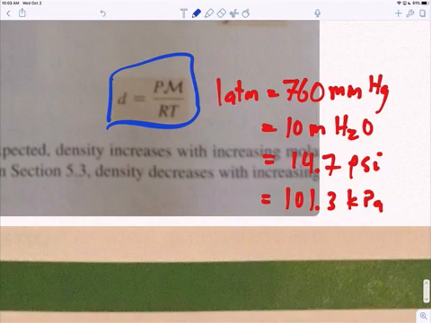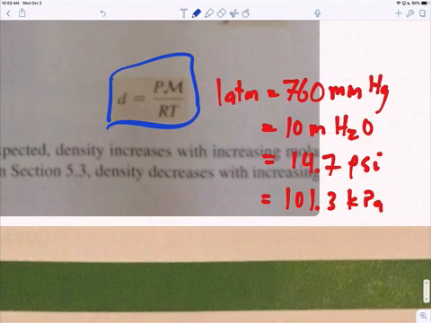1 atmosphere is the same as 760 millimeters of mercury, or about 29 inches of mercury. We don't use inches of mercury here in chemistry class. Also, millimeter mercury is the same unit as something called torr, capital T-O-R-R, same unit. It's about 10 meters of water. It's also 14.7 psi. It's also 101.3 kilopascals.